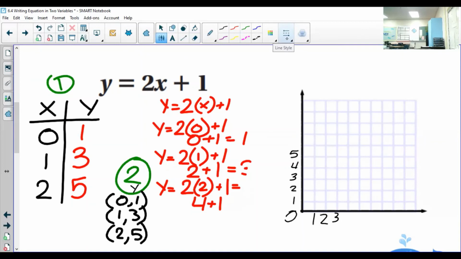So my ordered pairs, the first one is 0, 1. So I'm going to start at 0 and go up 1. So my first dot's going to be right here. Then I'm going to go over 1, up 3. And then I'm going to go over 2, up 5. Here I am, 3 dots. Let's connect them, add an arrow because it's a line, and you're good to go.